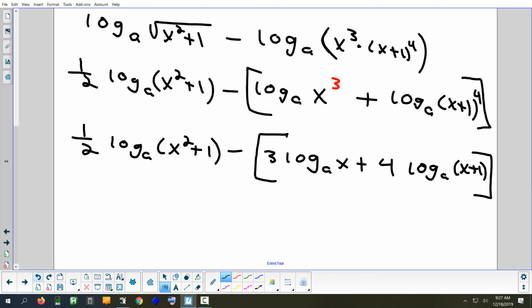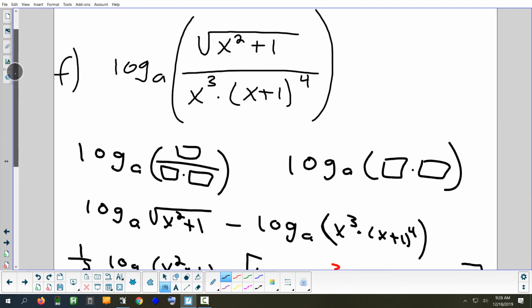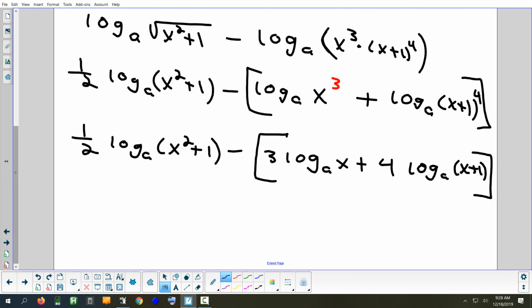I mean, the only thing the book could do is distribute the negative in, say, minus 3 log base a x minus 4 log base a (x plus 1). You could. That's not wrong. But I'm going to leave it at that step. Okay, so as far as splitting logs, that's as bad as it can get. It's the hardest kind of problem you could have to split.